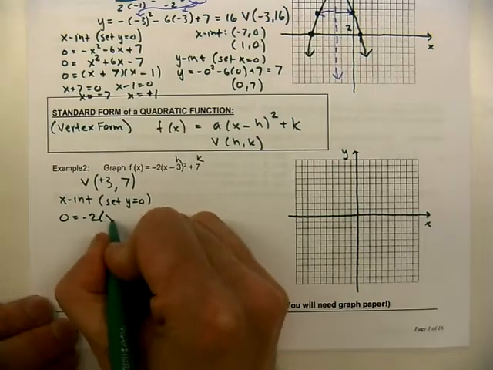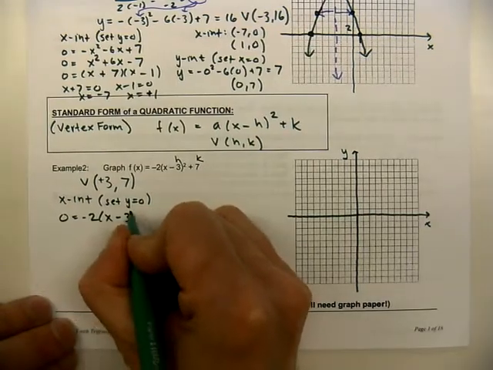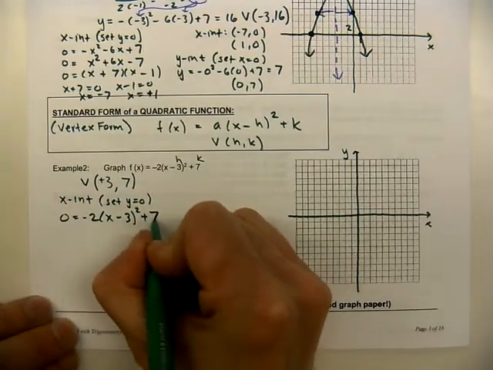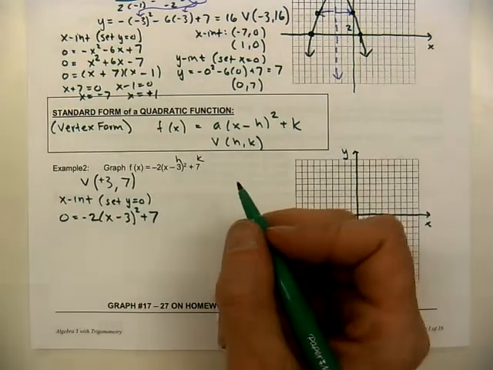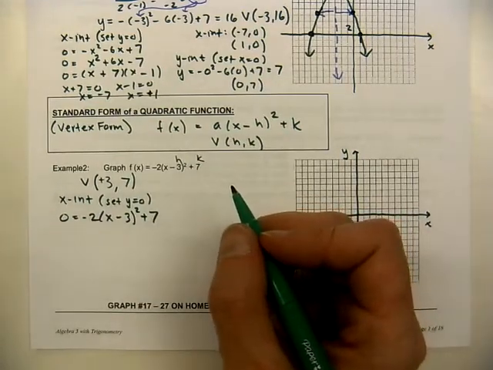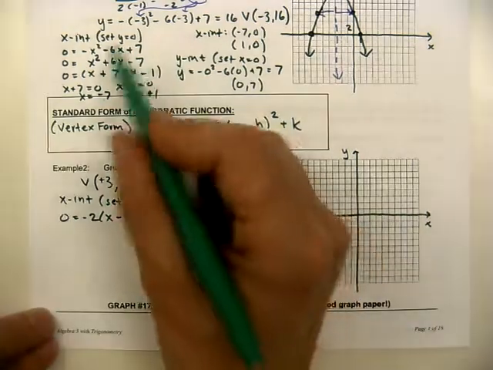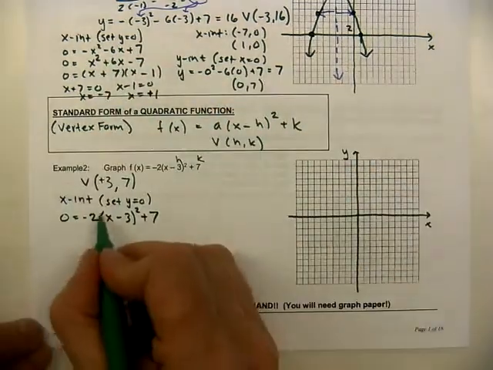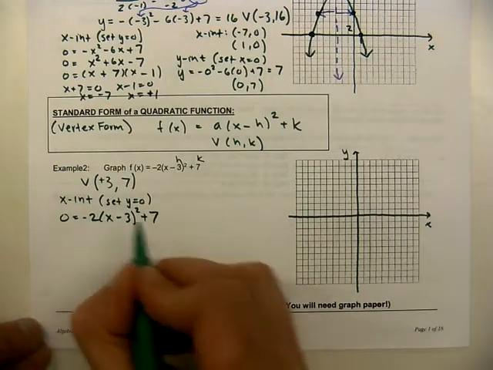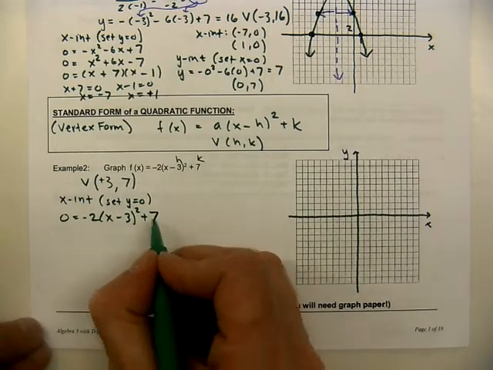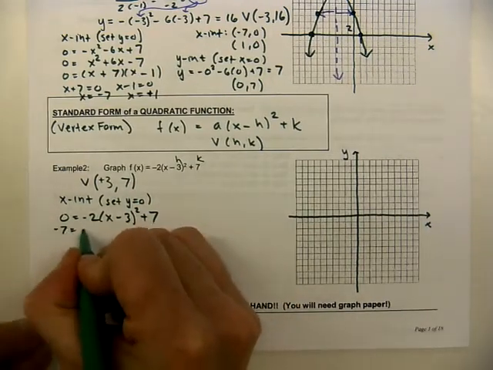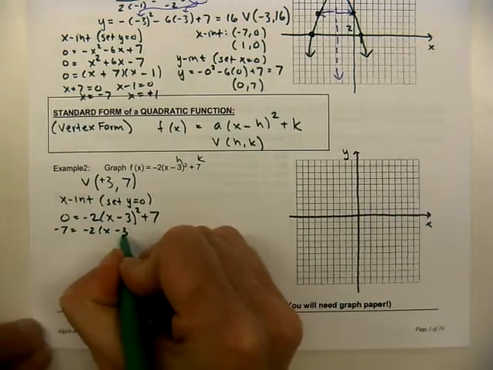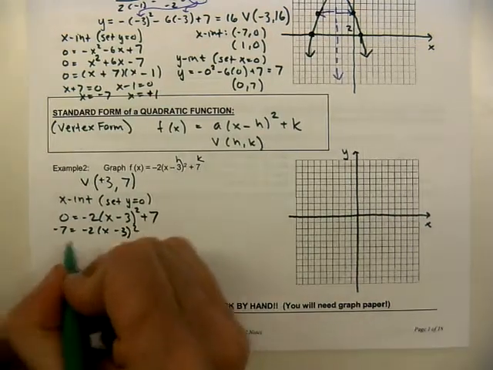So we have -2 times the quantity x minus 3, that quantity squared, plus 7. So here we don't solve by factoring. We don't use our quadratic formula like what we did up here with the factoring method. Here we just work to isolate the variable. So let's get rid of the constant term, subtracting 7 from both sides, and then dividing away the -2.